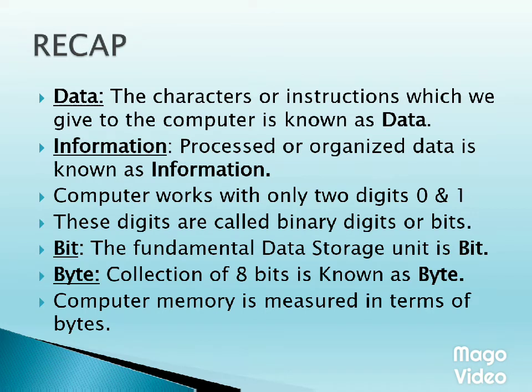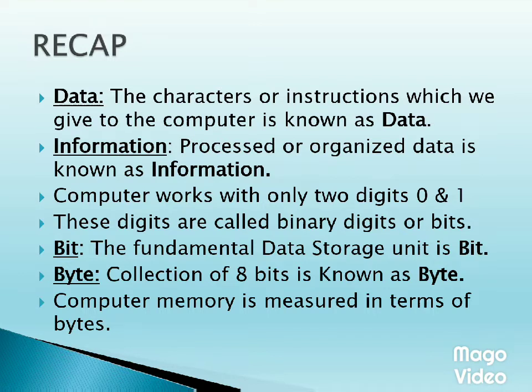What is data? The characters or instructions which we give to the computer is known as data, or in other words, the input given to the computer is known as data. Information: processed or organized data is known as information, or in other words, the output is known as information.